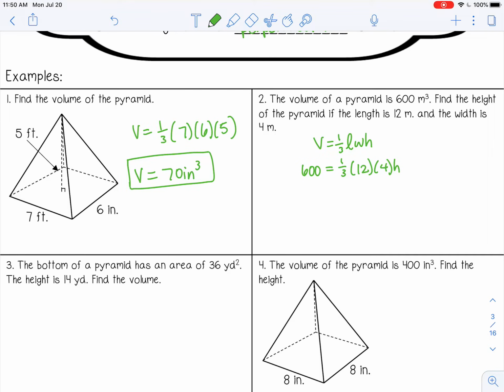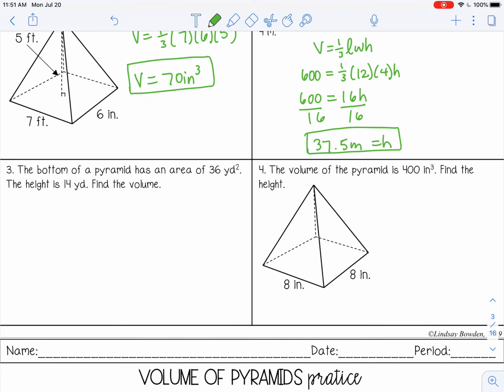Okay, so there's a few different ways you can solve this. If you want to get rid of that fraction first, you can by multiplying by 3/1 on both sides, multiplying by the reciprocal. Or if you want to do it in fewer steps, you can just go ahead and multiply 1/3 times 12 times 4 all together. That's what I'm going to do. So basically 12 times 4 and then divide by 3, that gives you 16. And then bring down your h. And then I'm going to divide by 16 on both sides. And I get 37.5 meters. Not meters cubed, this isn't volume, this is the height, so just meters.